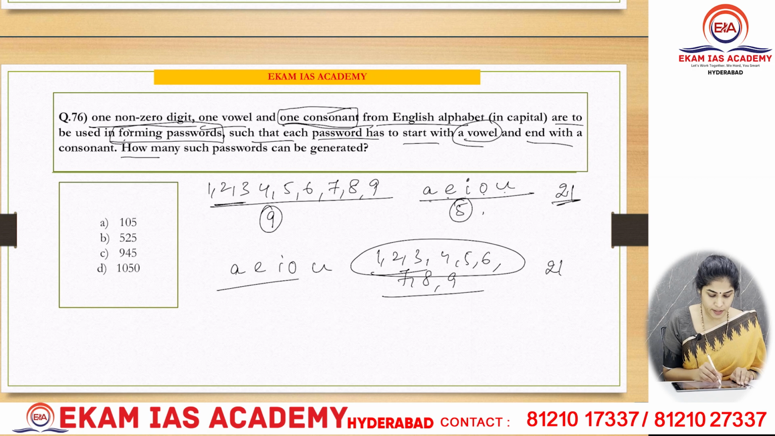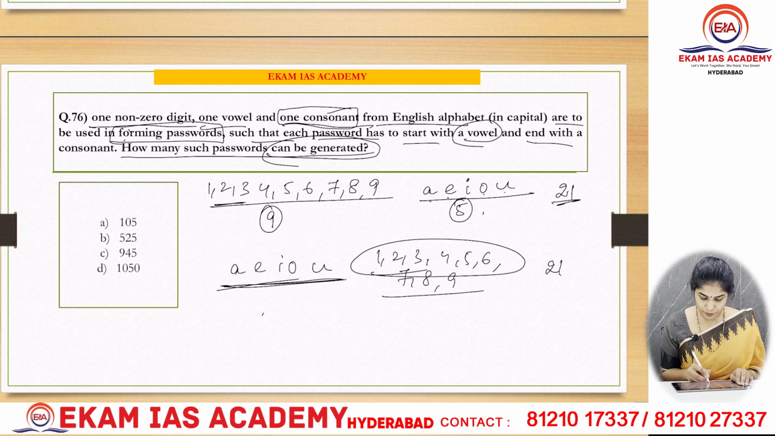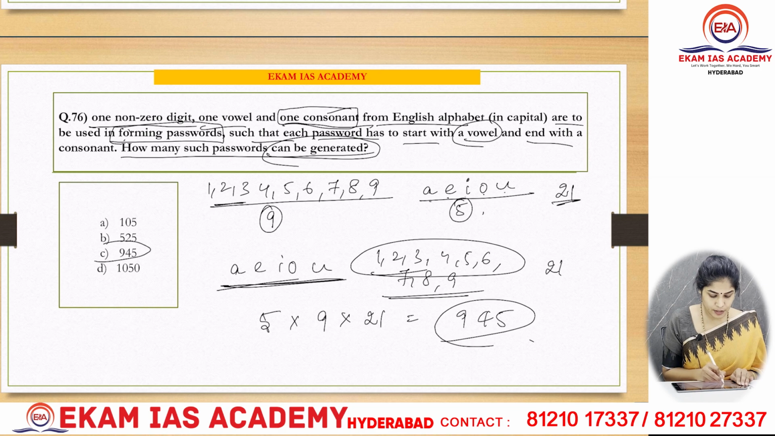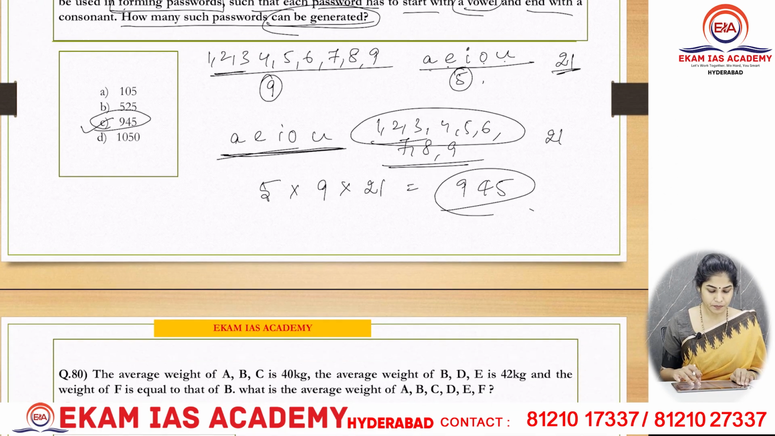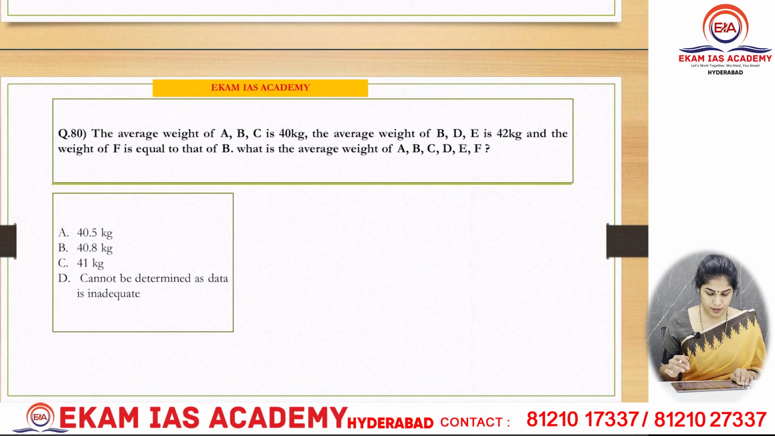So what is he asking? How many such passwords can be generated? So how many possibilities are there? 5 possibilities, right? Into 9 and into 21, which amounts to 945 possibilities, okay? So C is the right option, okay? Next, go to the next question.